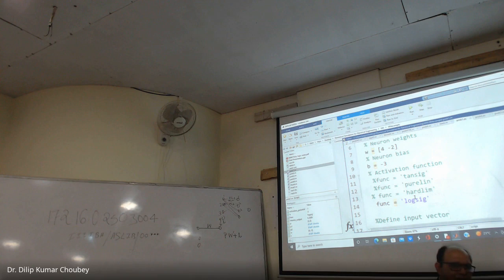This is the structure of the logsig. So you understood this, the programming part. Similarly, if you change the function, for example instead of this we can consider the tansig, you will change your activation function.